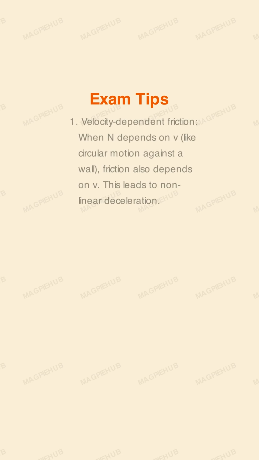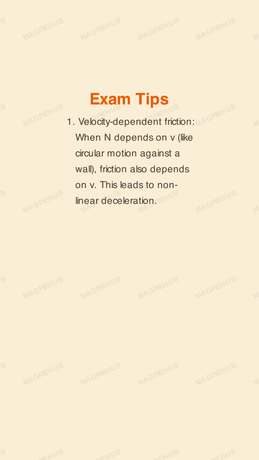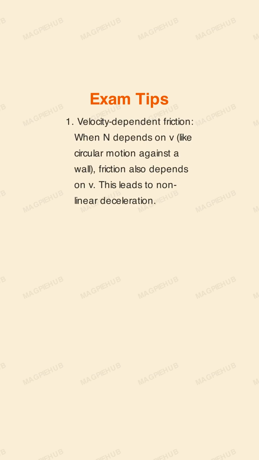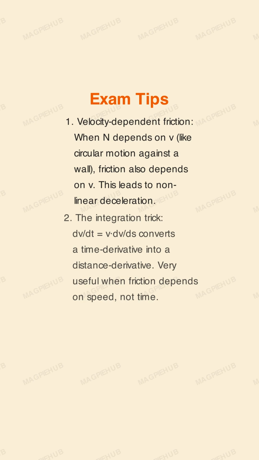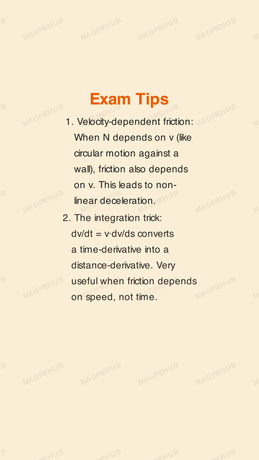Exam tips. First, this problem features velocity-dependent friction. When the normal force depends on velocity, as in circular motion against a wall, friction also depends on velocity. This creates nonlinear deceleration. Second, remember the integration trick. dv/dt equals v times dv/ds. This converts the time derivative into a distance derivative, which is very useful when friction depends on speed rather than time. Third, the result is an exponential decay.